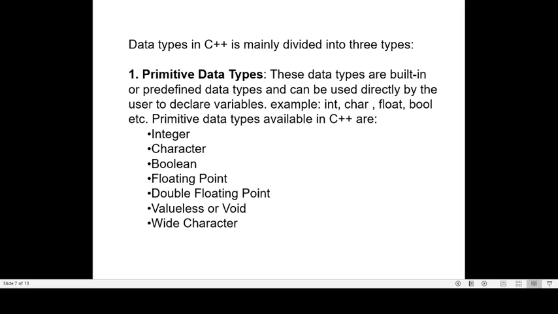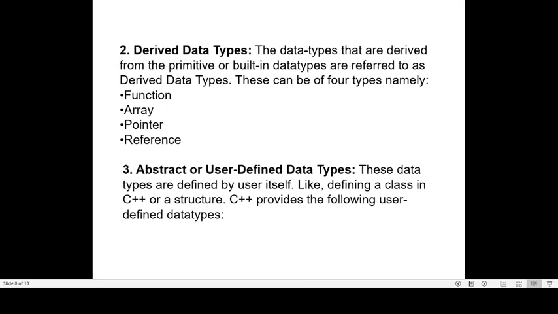Primitive data types are also called basic data types. Without these data types, we cannot get the result in C++, and not only in C++, in any language. There are integer, character, boolean, floating point, double floating point, void or wide character. Next, derived data types are derived from the primitive or built-in data types, referred to as derived data types. They are function, array, pointer, references.